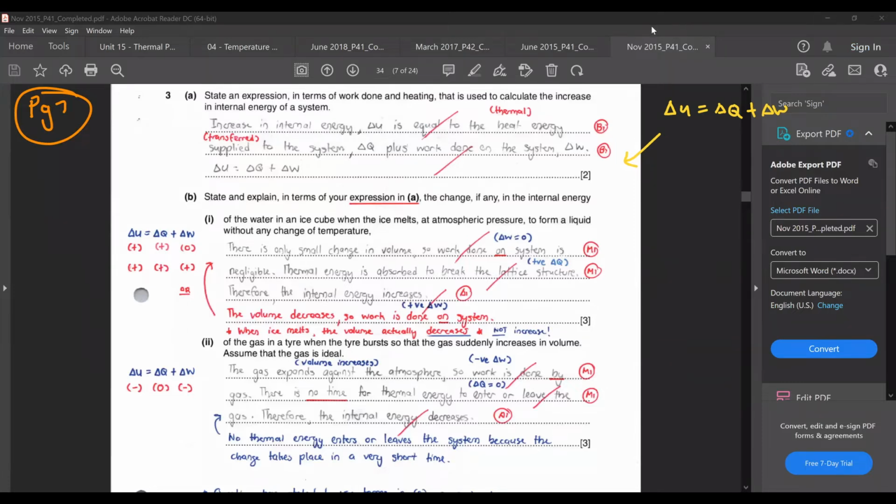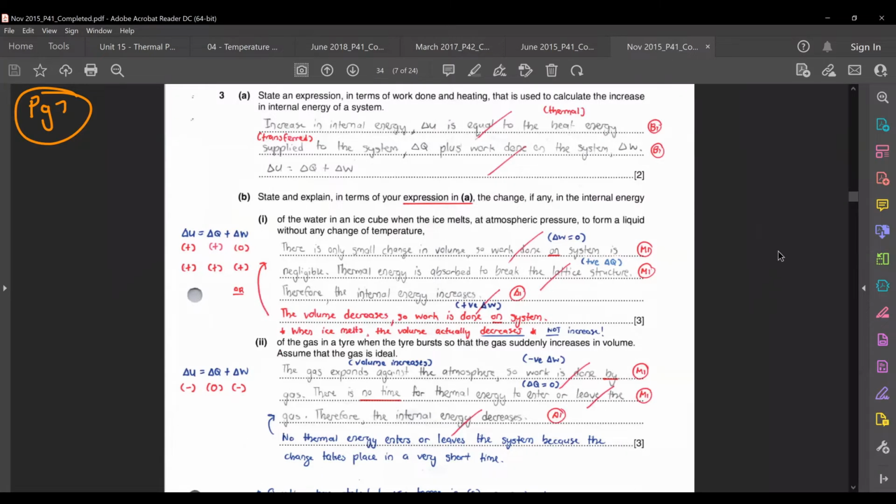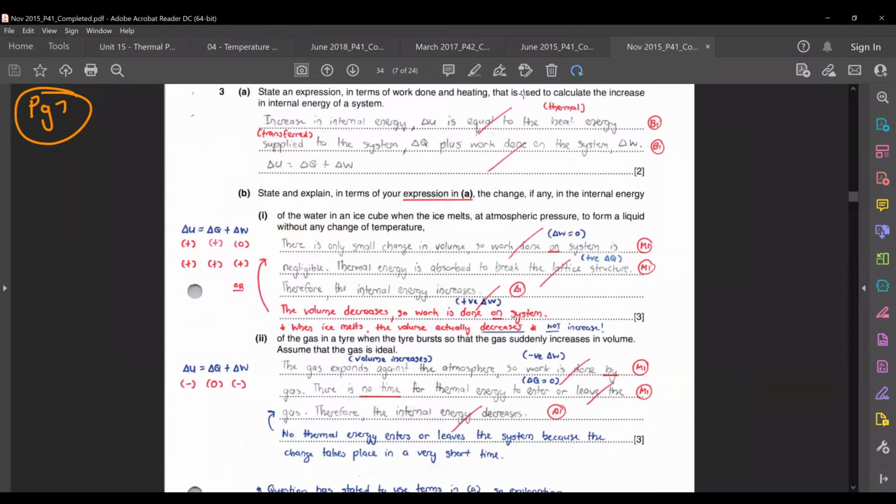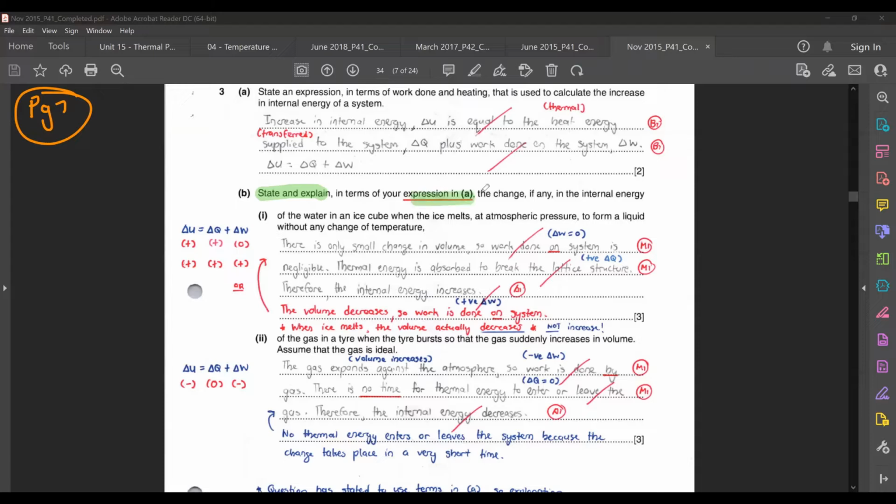Then after that, you look at the second part, part B. Okay. Now, for the second part, state and explain in terms of your expression in A, the change, if any, in the internal energy of, say, water in an ice cube when ice melts at atmospheric pressure to form liquid without any change in temperature.